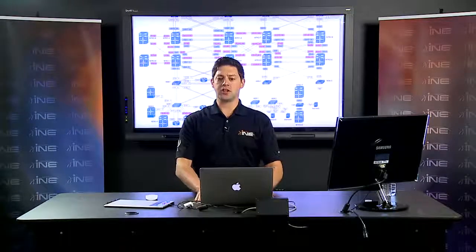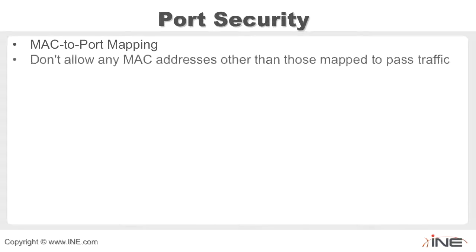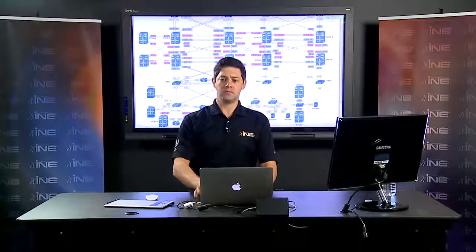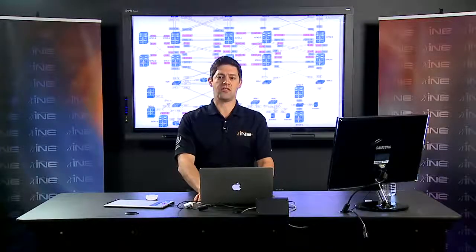Taking a look at port security, the idea is that we want to have a MAC address to port mapping. We basically want to ensure that the traffic coming in on any given port in our network is specifically from the MAC addresses that should be on that particular port. We don't want to allow traffic to pass other than from trusted sources that we know should be on that port based on their MAC address.